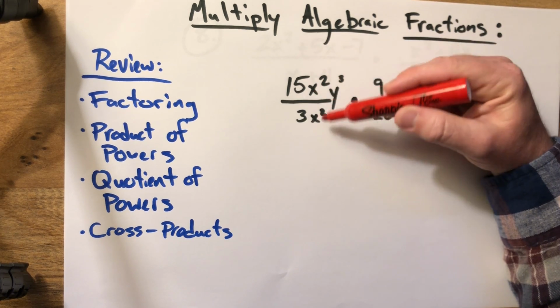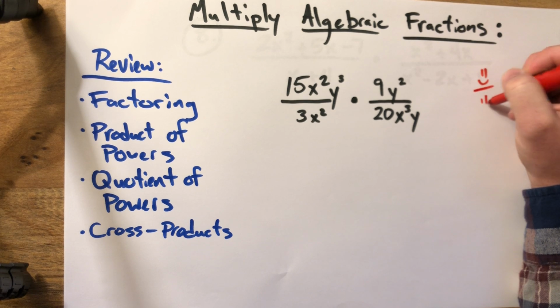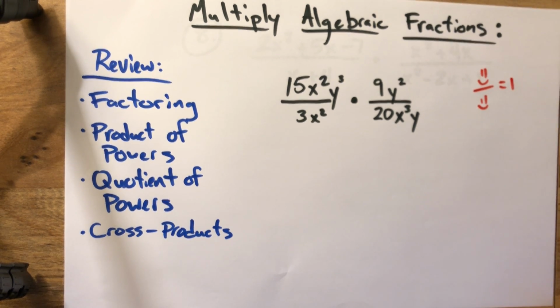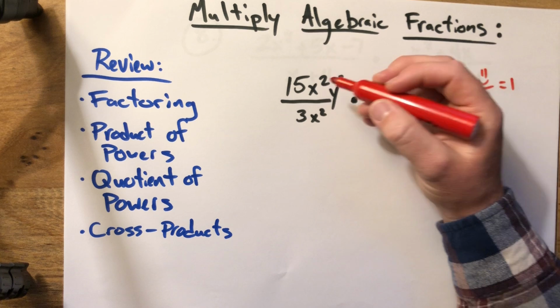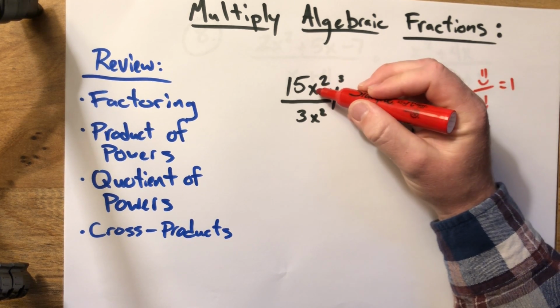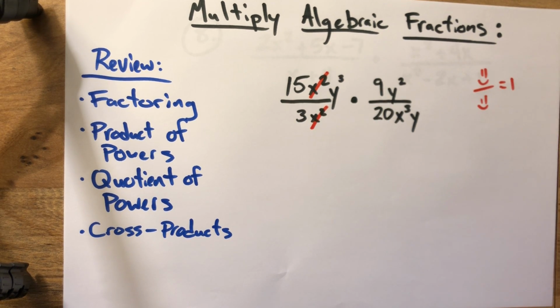If we have anything over itself, kind of like I say in class, smiley face over smiley face equals 1. Anything over itself always equals 1. That's a silly smiley face. X squared divided by x squared would equal 1 because 2 minus 2 is 0 and x to the 0 power is 1. So these are going to be gone. Just going to cancel those out.